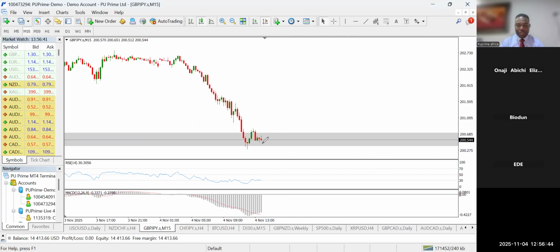And this is the 15 minutes. It's trying to form a double bottom pattern. If price breaks out above the neckline, then we'll see that retracement that I mentioned. So we have a slight bullish retracement on the GBP JPY, pending any other market direction afterwards.